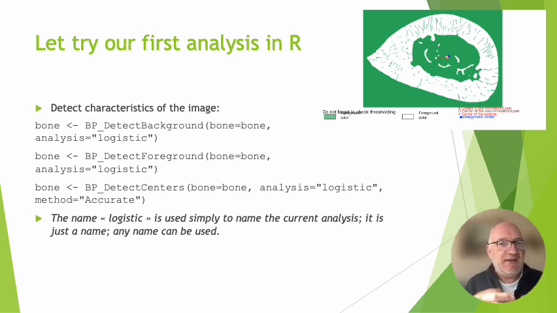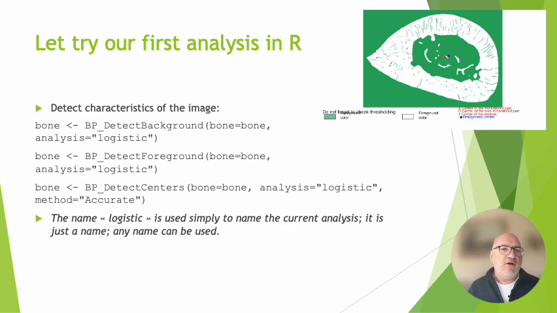So I detect the background. It is correctly detected. It is a green background. Perfect. I detect the foreground. It detects the white foreground. Perfect. And I detect the center.